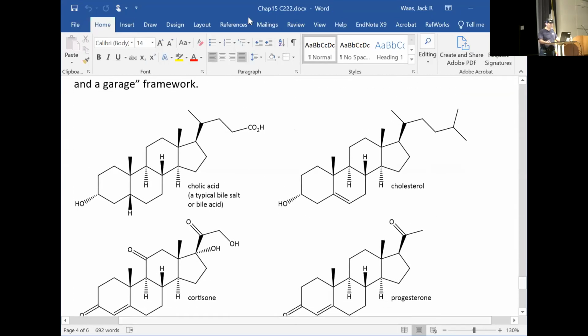Let me switch to my whiteboard for just a second so I can show you what I mean. All of these molecules have a 4-ring or tetracyclic framework in common. They always involve 2 6-membered rings fused like this, then another 6-membered ring up here, and a 5-membered ring over here. So they always have that 4-ring structure in common.